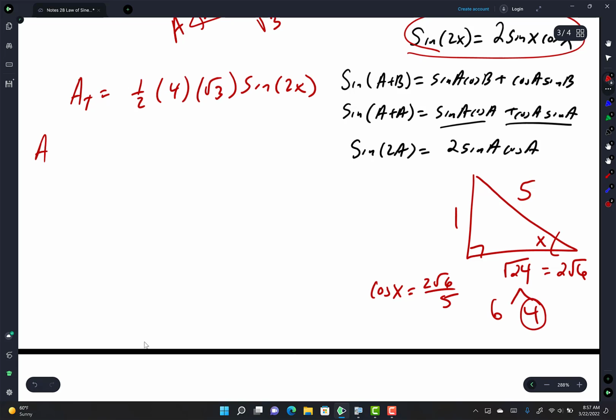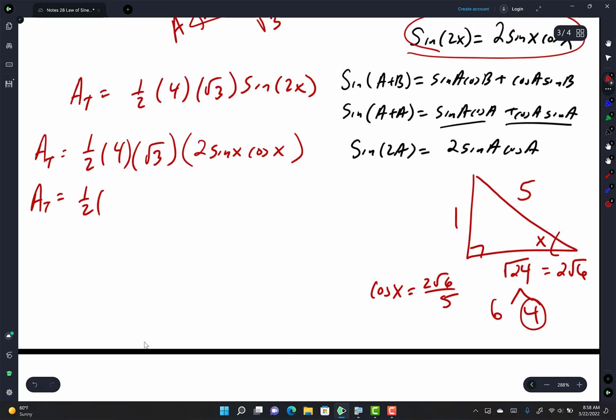Now we're ready. 1/2 times 4 times square root of 3. And I'm going to replace this. I guess I'll do it in 2 steps. I'm going to replace this with 2 sine x cosine x. Area of the triangle is 1/2 times 4 times square root of 3. You can put that together, 4 square root of 3 if you want. Times 2 times sine x was what? 1/5 times cosine x is?